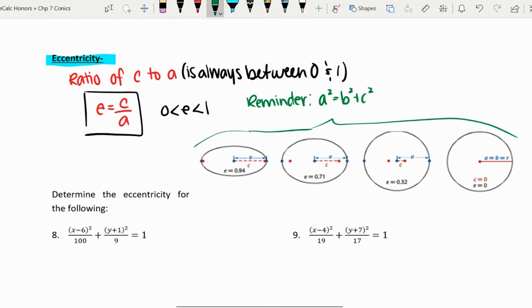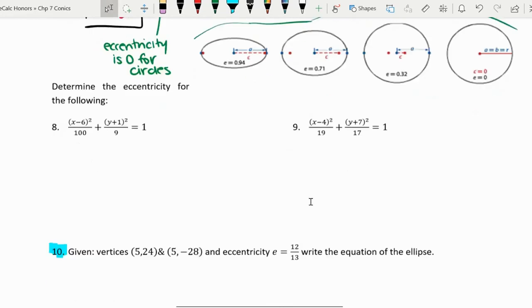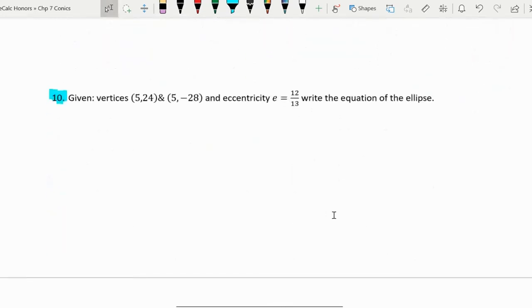And it's kind of up to you if you want to say greater than or equal to 0, because technically, if the eccentricity is 0, then your ellipse is a circle. So it's up to you on that one. It's a subcategory of our ellipses. So I'm going to do an example, number 10 down here, that has eccentricity in the problem.